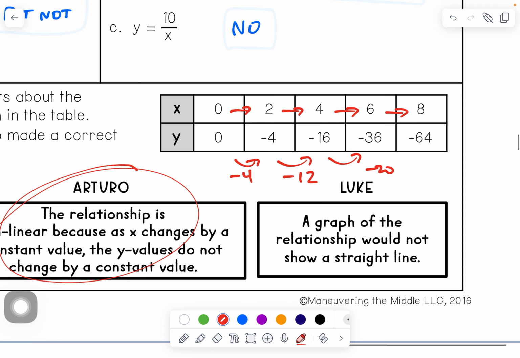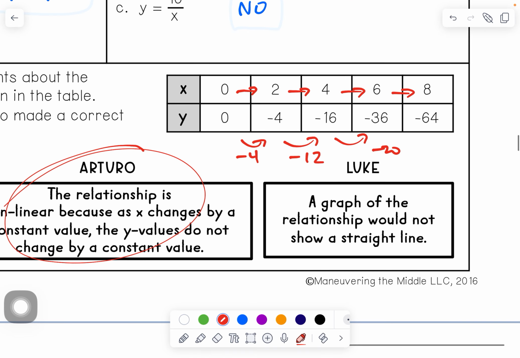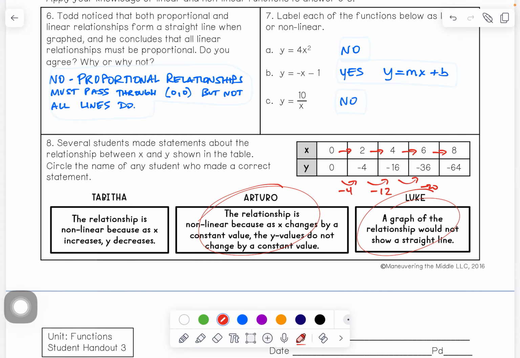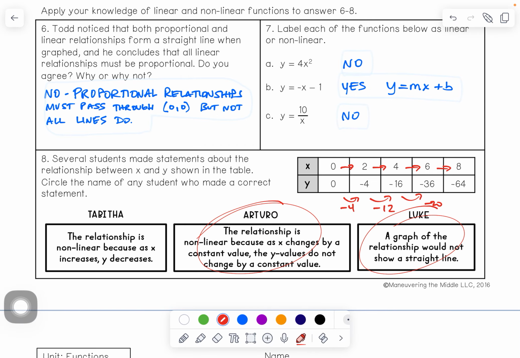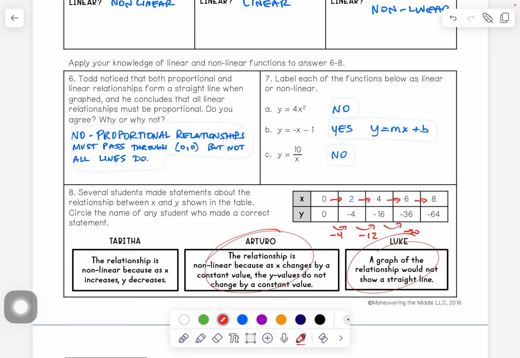Luke, a graph of the relationship would not show a straight line. Again, he's right. He's smart enough to know if I plot these points, it's not going to make a straight line. So Luke is also correct. All right, so hopefully you copy those notes down, and we'll see you in class.